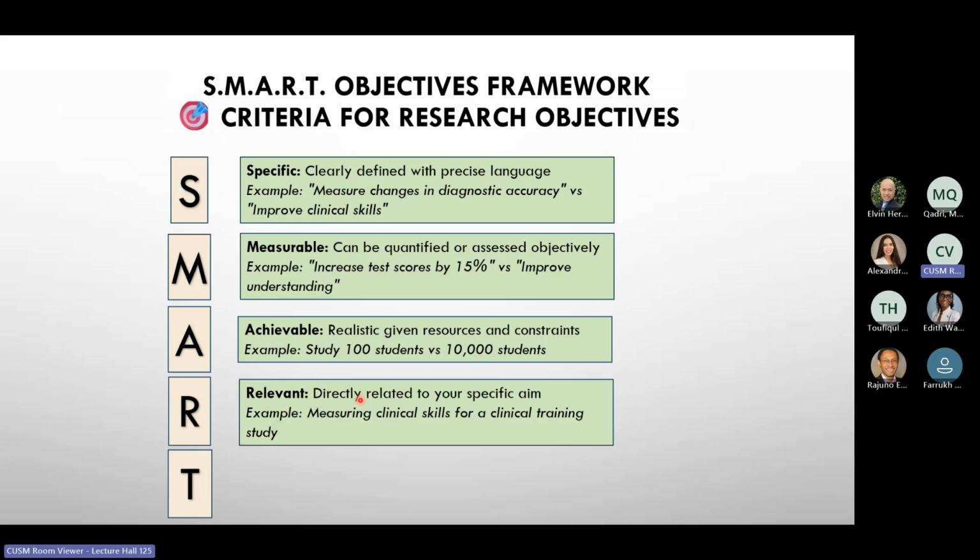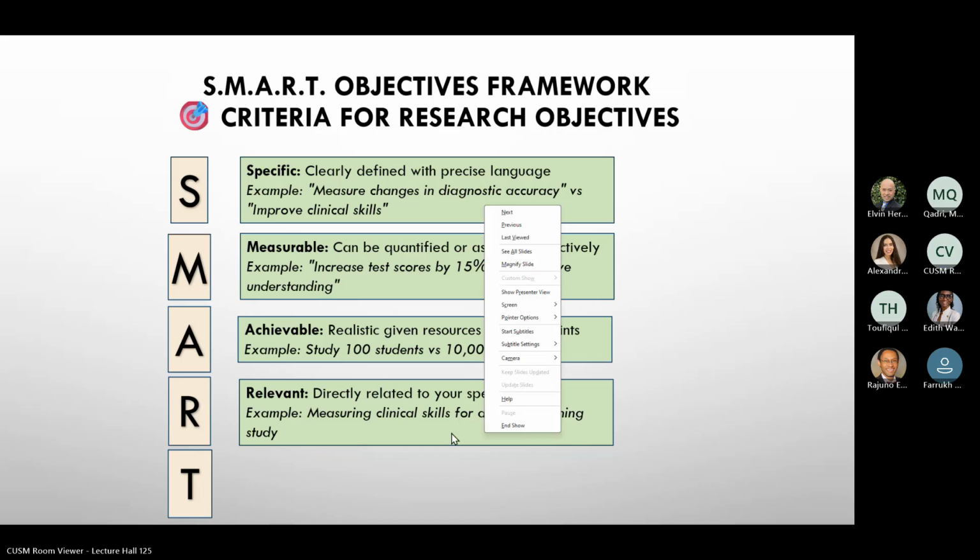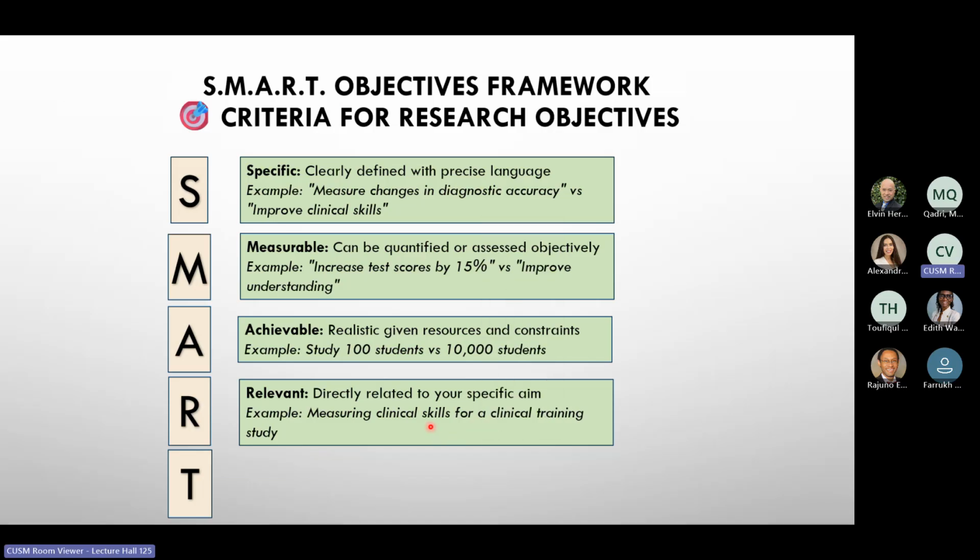R, relevant, directly related to your specific aim. Make it directly related to your specific aim. An example would be measuring clinical skills for a clinical training study. Make it relevant. We're measuring clinical skills for a clinical training study. A poor example would be measuring diagnostic skills in a laboratory training facility. There are two different elements there. There are two different environments.